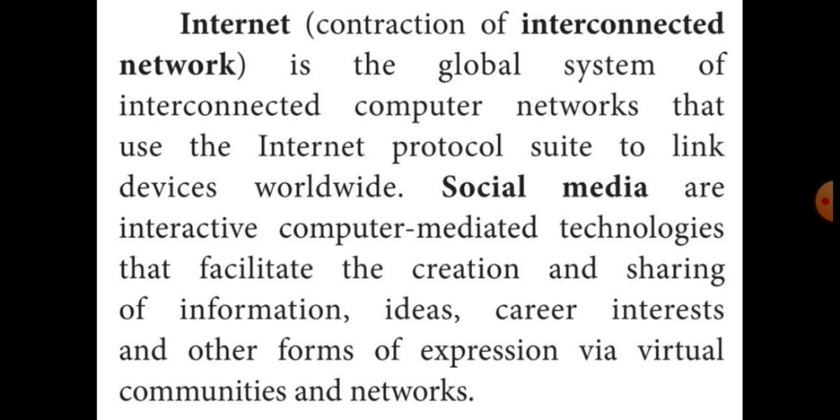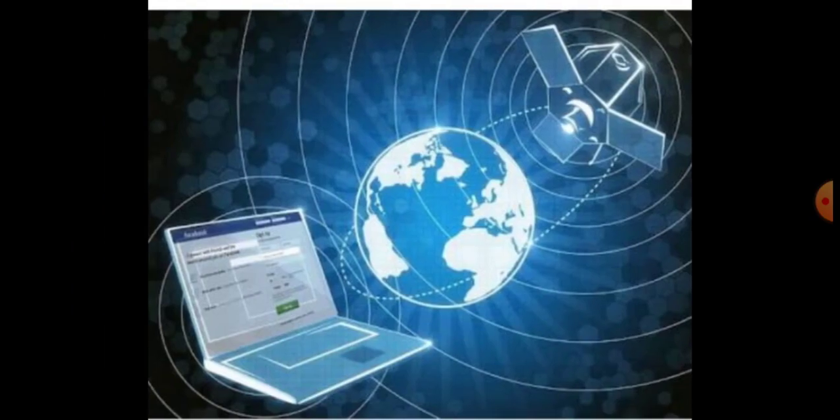Internet, contraction of interconnected network. What is meant by contraction? Shortened form of a word. Contraction means shortened form of a word. Okay, then through internet we are getting some of the social media. That means it is the global system, worldwide we are getting the news. That means world level we are getting the information.